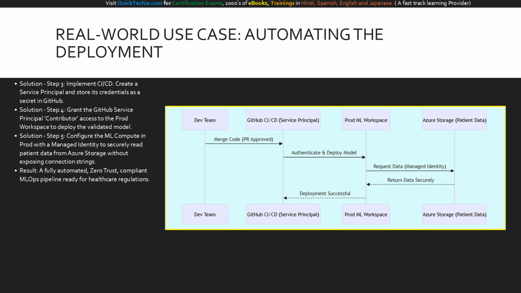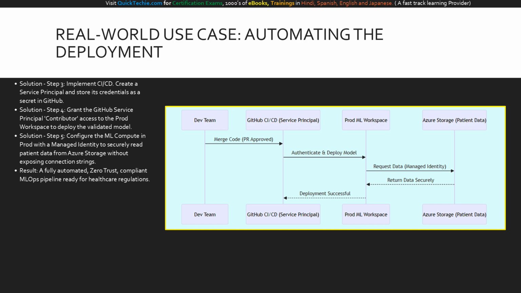Finally, to ensure the model can access the sensitive healthcare data it needs for inference, we assign a managed identity to the production compute clusters. By granting this managed identity read-only access via RBAC to the storage account, the compute fetches data without ever handling a password. The result, a fully automated, zero-trust compliant MLOps pipeline that protects patient data and scales effortlessly.